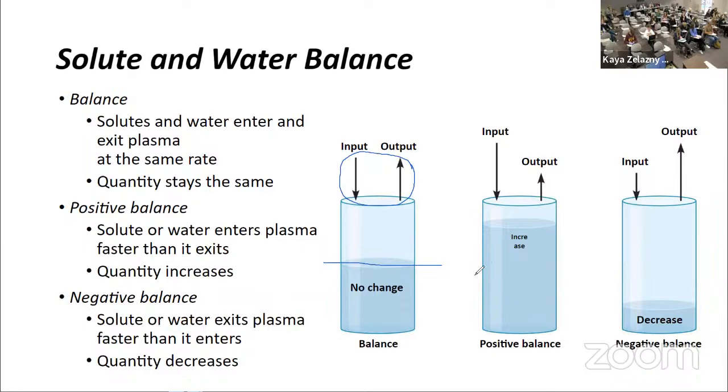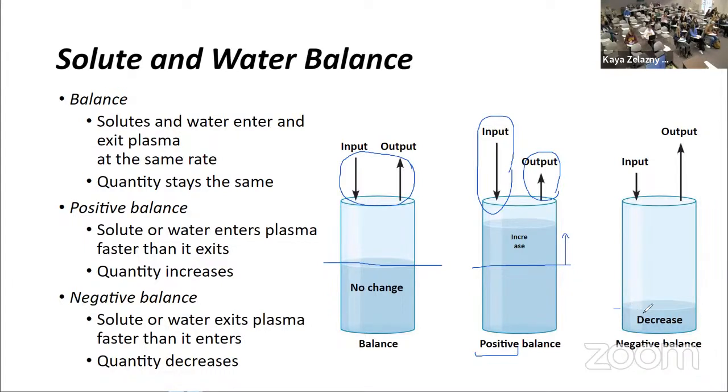Great. If you are in positive balance, you are inputting a lot more water than you are outputting, okay? So in positive balance, you're going to see total body water increase, right? So a positive change because you had more inputs, okay? That's all that positive balance means. Negative balance is just the opposite, right?